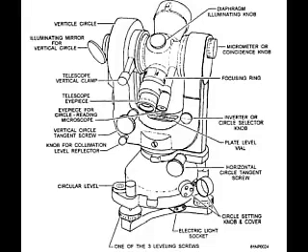On the base you can see a plate level. It's used to make the vertical axis of the theodolite truly vertical, and it's vertical when the bubble of the plate is centered.